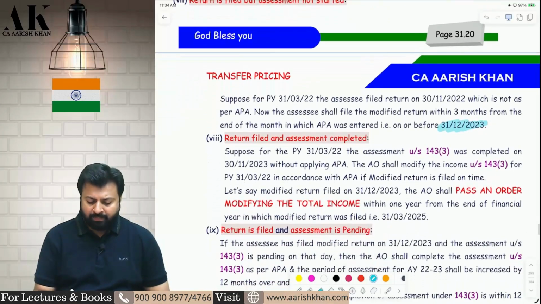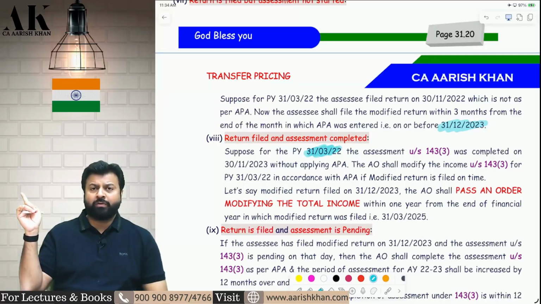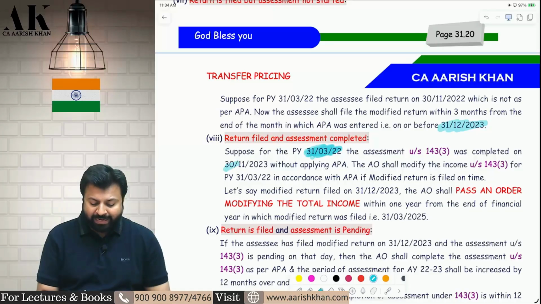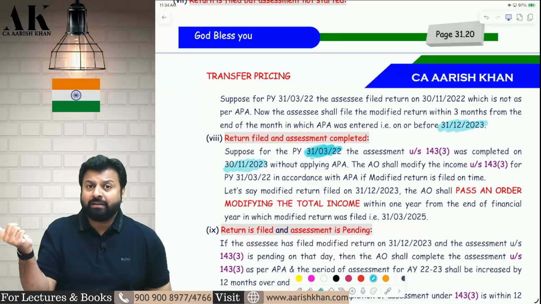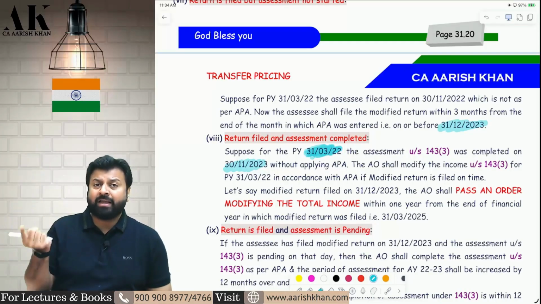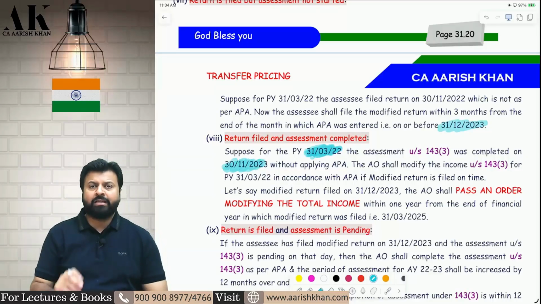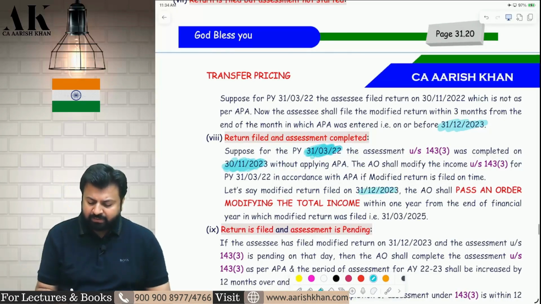Second possibility. For this year, 31st March 22, you have already filed the return on 30th November 2022, and APA is signed on 1st September 2023. So suppose for this year, you have the time to file the modified return till 31st December 23. But suppose before that date, the AO has completed the assessment on 30th November 2023. Till which date you had the time? You had the time till 31st December 2023. But the AO has completed the assessment 1 month before that, on 30th November 2023. Don't worry. Even if the AO has completed the assessment, you do your job properly. You file the modified return by 31st December 2023.